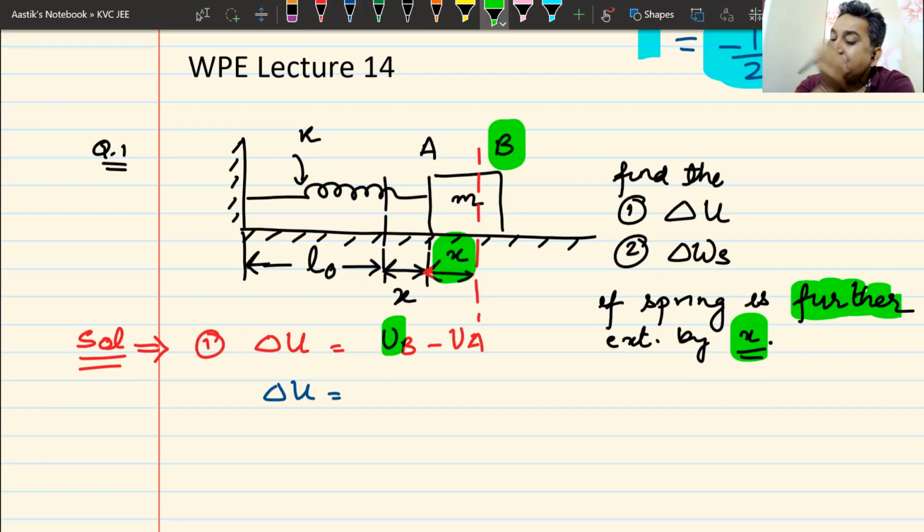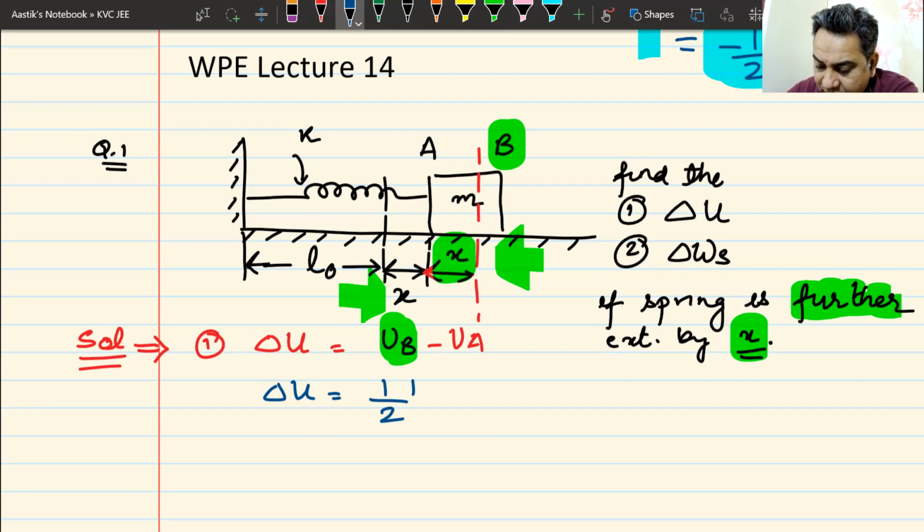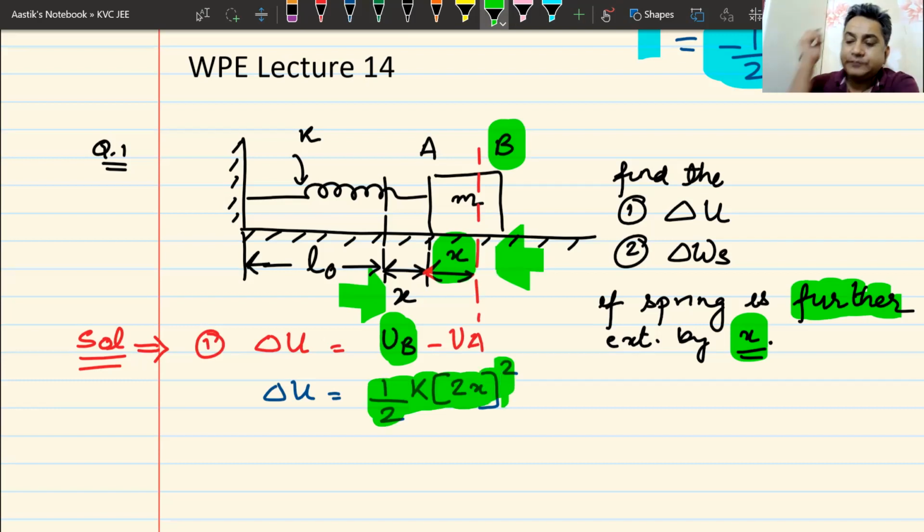Now, when you look at the green point, you have to find out the extension. How much is the extension in the green case? X is here and X is here. So the total extension will be 2X. Remember, whenever we are trying to find out the energy stored in a spring, it is half K X squared, where X is the extension in the spring from the mean position. That means from the natural length. So this becomes half of K into 2X, which is the extension, squared. I hope everyone understands this. Why am I using 2X?